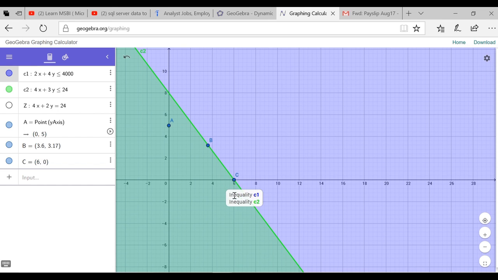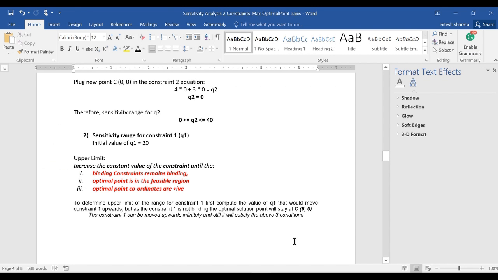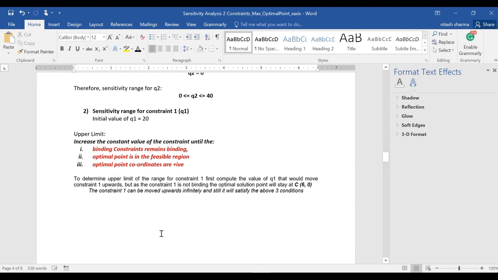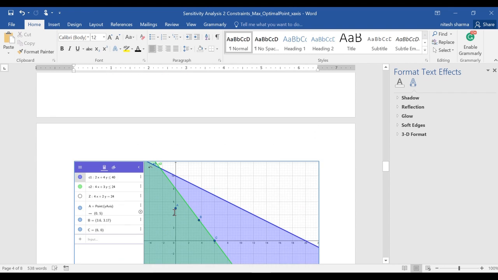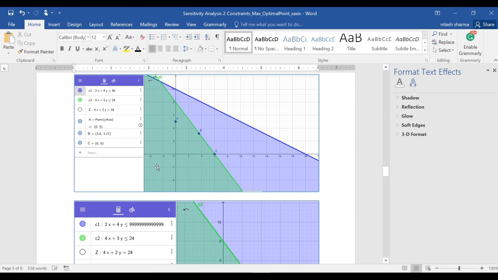My optimal point has not moved. It is in the feasible region, the common region of both constraint 1 and constraint 2, and it is positive and it is on the binding constraints C2 and x-axis. So even if I make this value as large as 99999, still there is no change. That means I can increase this value to infinity, and there will be no effect on the optimal solution point, which aligns with what I stated over here, and I have represented it by the two images.